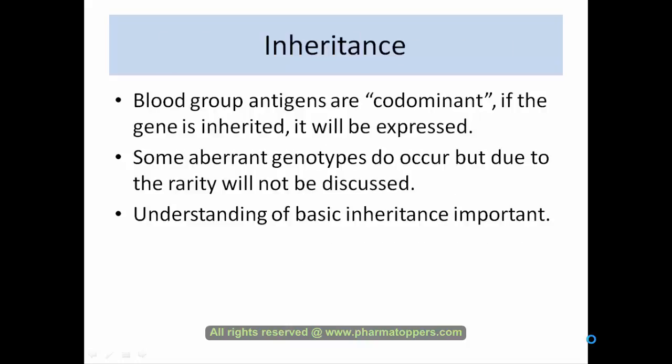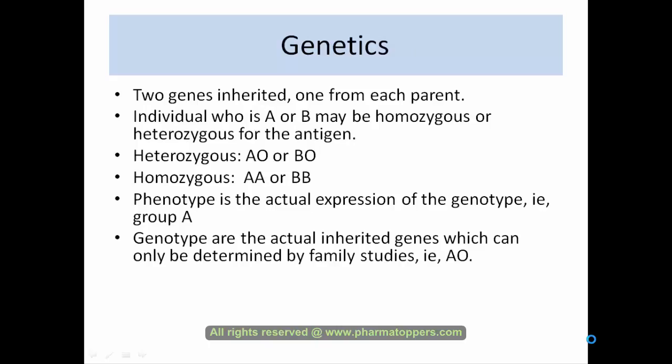In inheritance, the blood group antigens are codominant, and if a gene is inherited, it will be expressed. Some aberrant genotypes do occur, but due to rarity will not be discussed. Understanding the basic inheritance of ABO blood grouping is important. In genetics, two genes are inherited, one from each parent. An individual who is A or B may be homozygous or heterozygous for the antigen. Heterozygous is AO or BO, while homozygous is AA or BB.